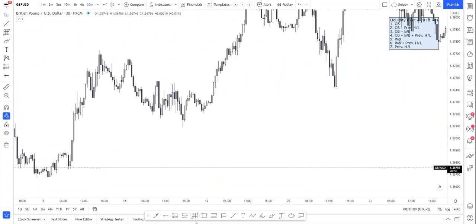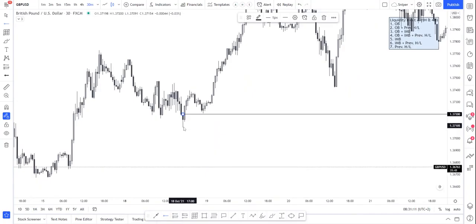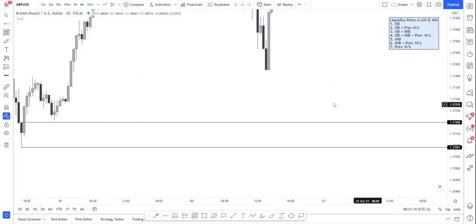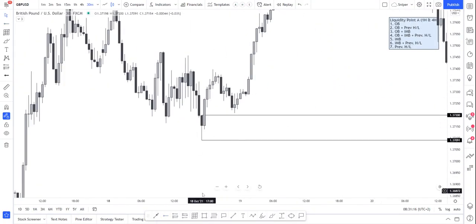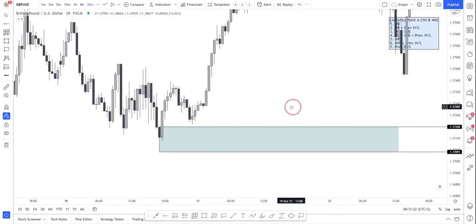And we can see, what do we have here? We have an order block. Here's our order block, because we have a clean leg out and we pushed up. So we have this area as our order block.